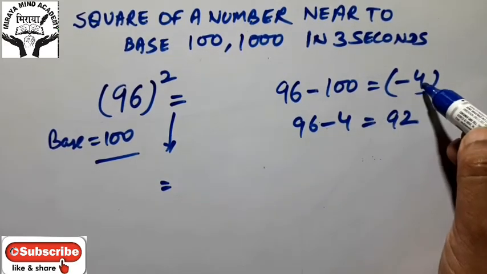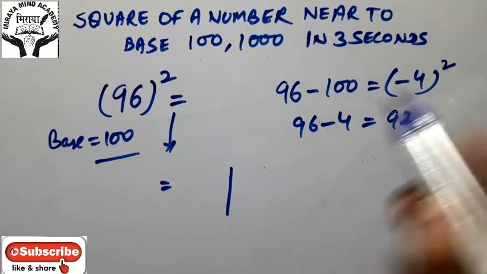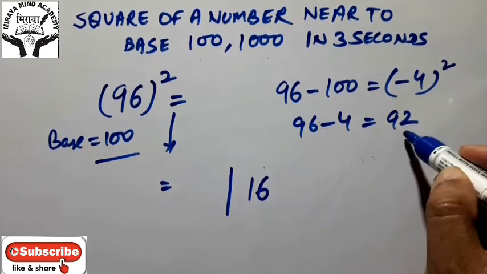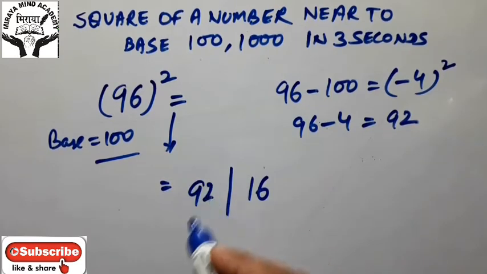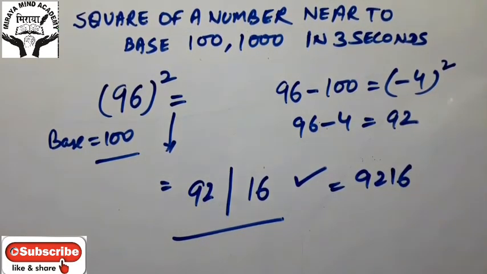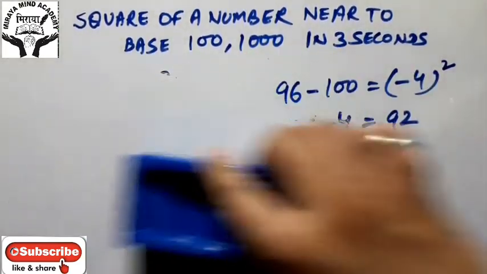First we will draw a vertical line over here. In the first part we will write the square of 4, that is 16, and in the second part we will write 92. So here comes the answer, 9216. It's a very fast method, you can do it in a single step. Let's take one more example so that you can learn it very fast.